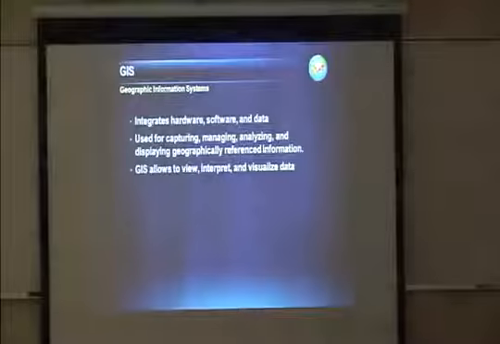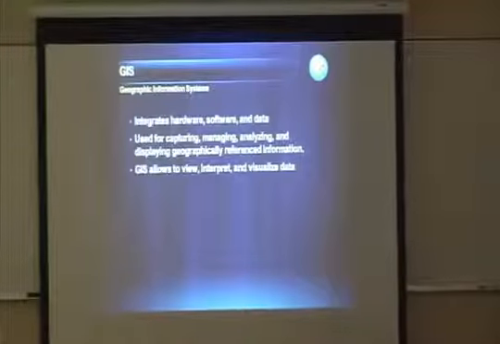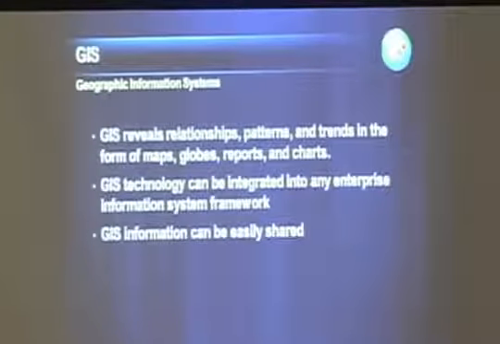So what is GIS? GIS is Geographic Information System, and integrates hardware, software, and data. And it's used for capturing and for managing and analyzing that data to display geographically. And it can be displayed in several ways. It's usually really meant to be used for viewing and interpreting or visualizing data on maps, globes, reports, or charts. So as you can see, it's not just maps, it's integrating that with other tools as well.